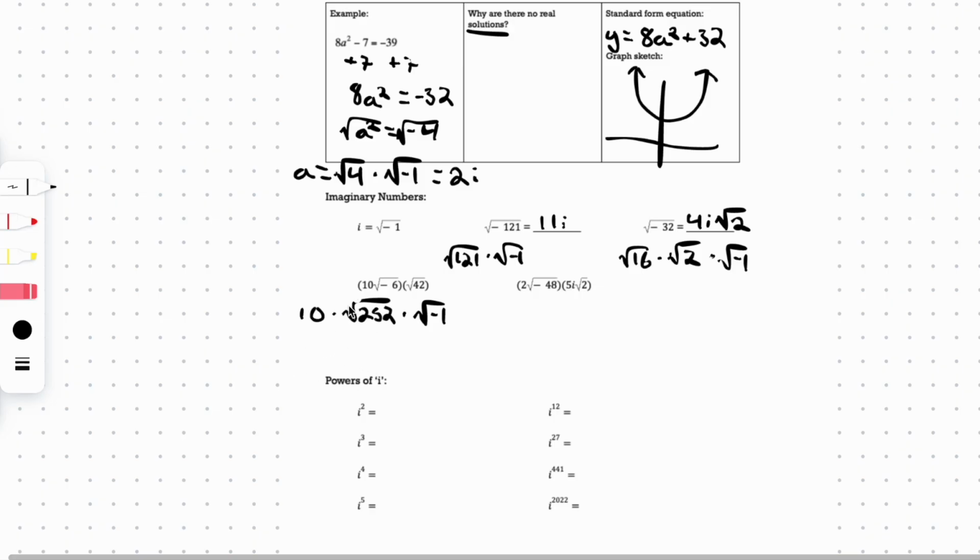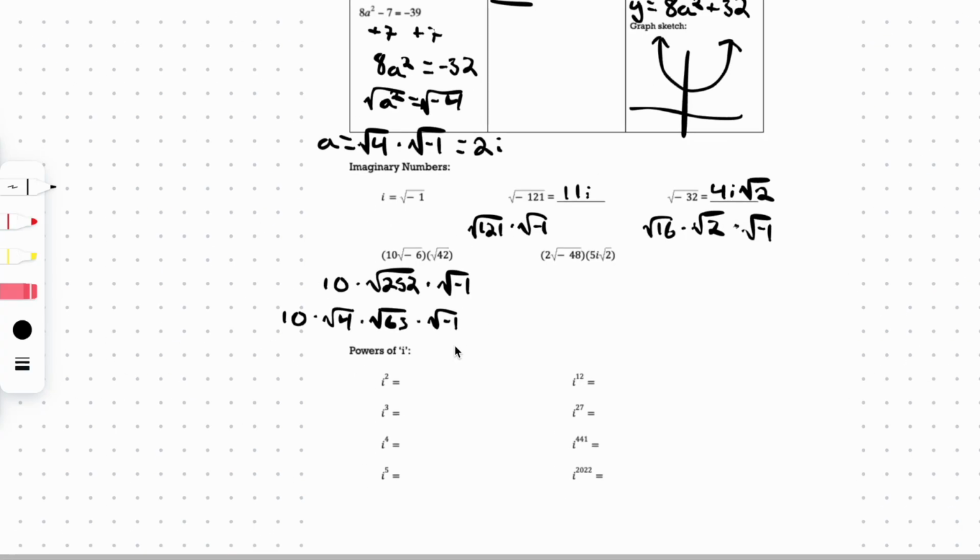So we're going to factor out a root 4. We're going to say 10 times root 4 times root 63 times root negative 1. And now we have to think, can we factor anything more out of 63? Well, we can factor out a 9. So this is getting kind of messy. It's not very organized, but it's all right.